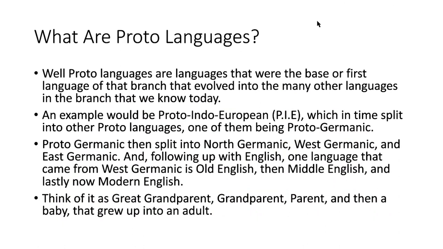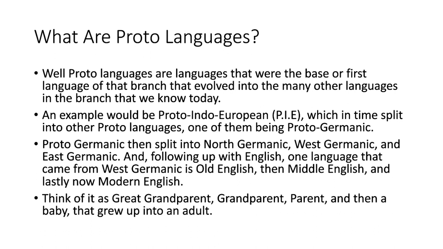So, proto-languages are languages that were the base or the first language of that branch that evolved into the many other languages in the branch that we know today. An example of this would be Proto-Indo-European, which is also known as PIE. Proto-Indo-European was the first Indo-European language spoken. And what it ended up doing was split off into different sections like Proto-Balto-Slavic, Proto-Germanic, Proto-Romance, Proto-Umbro-Italic, Proto-Celtic, etc.